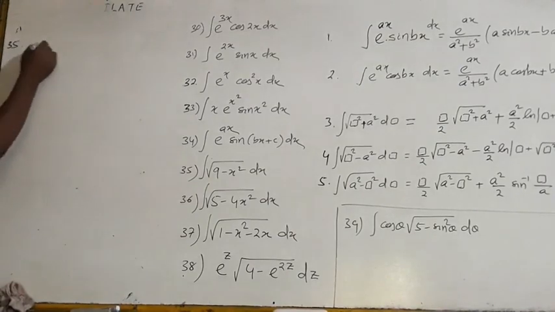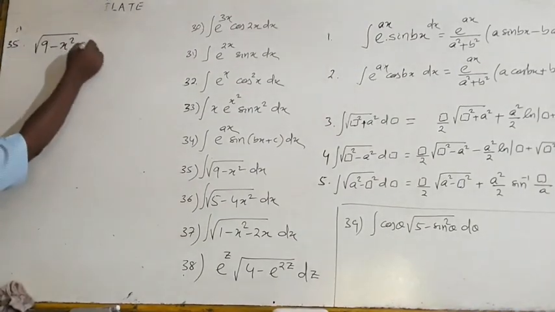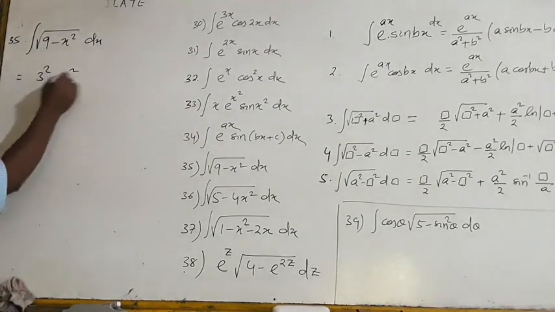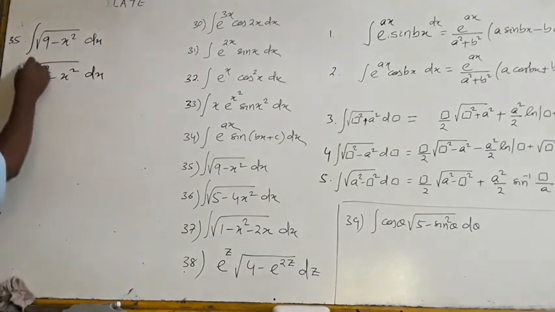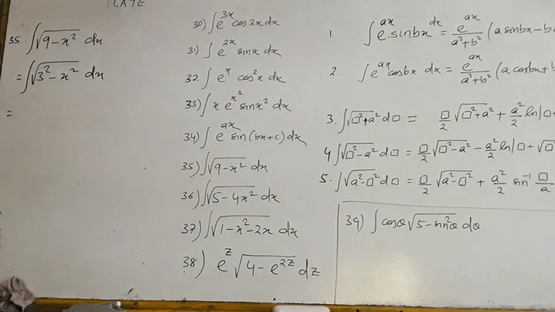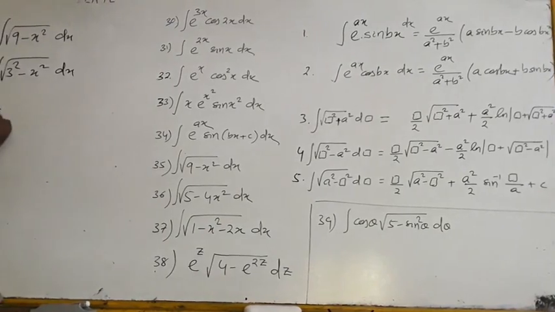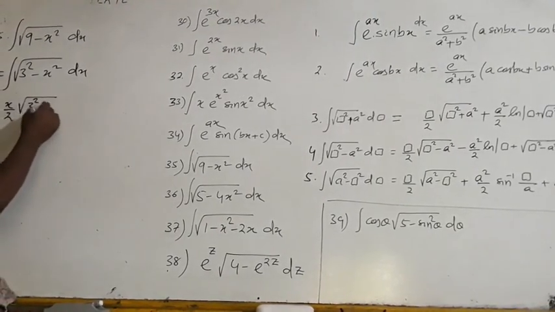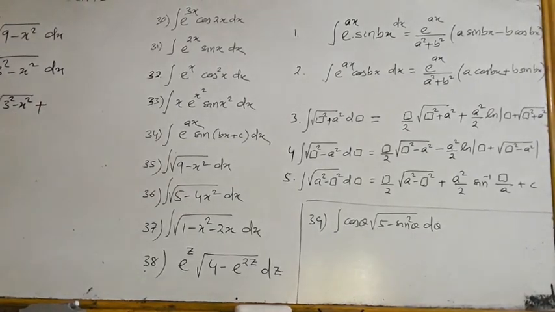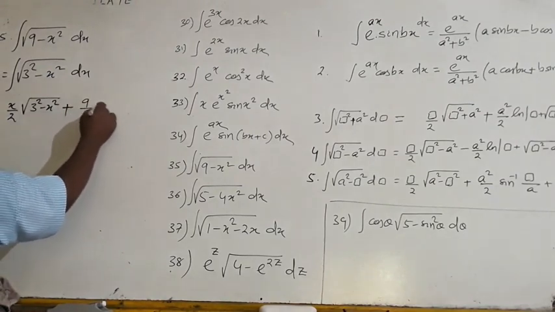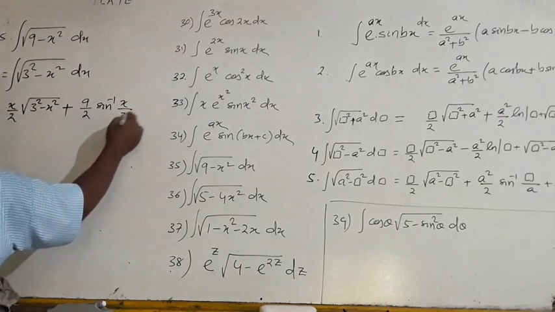35 is integral of square root of 9 minus x square dx. Just keep it as square root of 3 square minus x square dx. The answer is here in the formula a square minus x square root, which is formula number 5. What is that? Box by 2, box means x by 2, into square root of 3 square minus x square, plus a square by 2. A square means 3 square, which is 9. So 9 by 2 sin inverse x by 3 plus c.